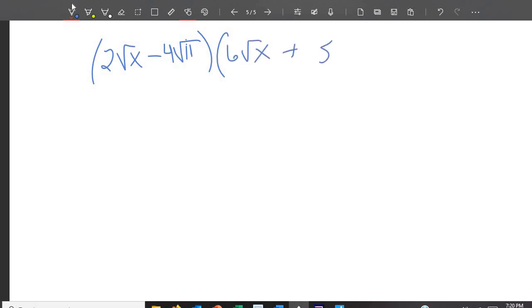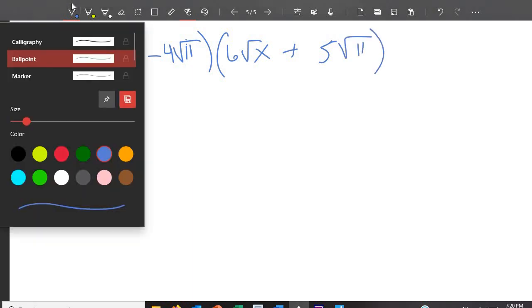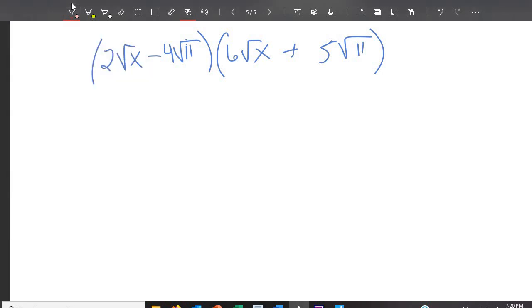All right, let's say we had, I don't know, 2 square root of x minus 4 square root of 11 times, I don't know, 6 square root of x plus 5 square root of 11. I'm going to use the arrows this time, but we're doing the same. I'll highlight it. We're going to do pink.